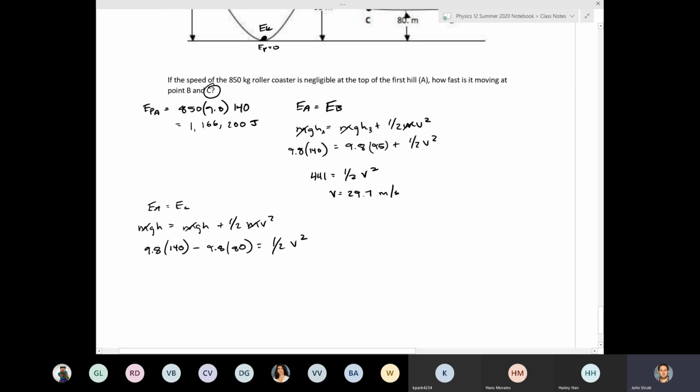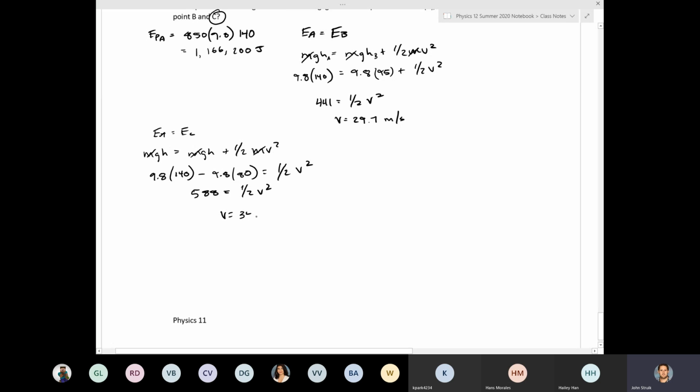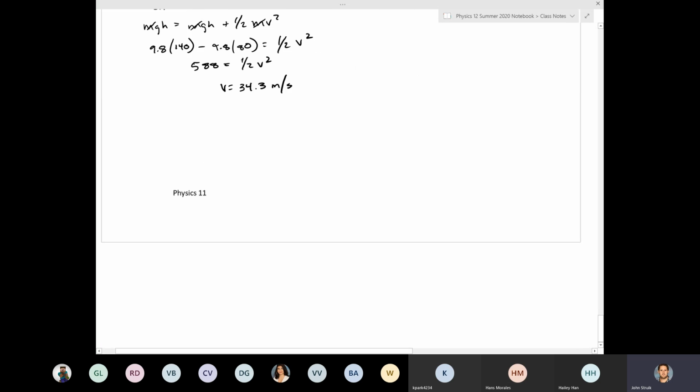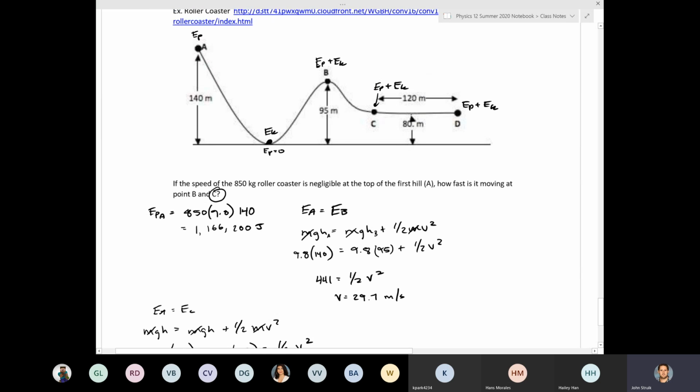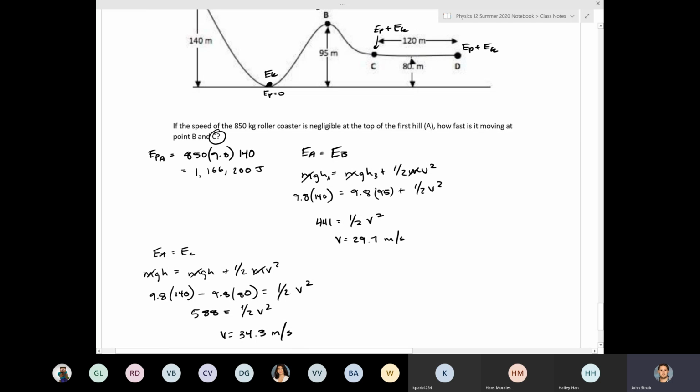This time I'm showing it instead of that. So we can go 140 minus 80 times 9.8. So that's 588 equals 1/2 V squared, times 2, square root. This is even faster. V equals 34.3 meters per second. And that's it. That's the answer. So the whole point of this is that the energy at one point is going to be equal to the energy at a different point. And that's it. That's conservation of energy.